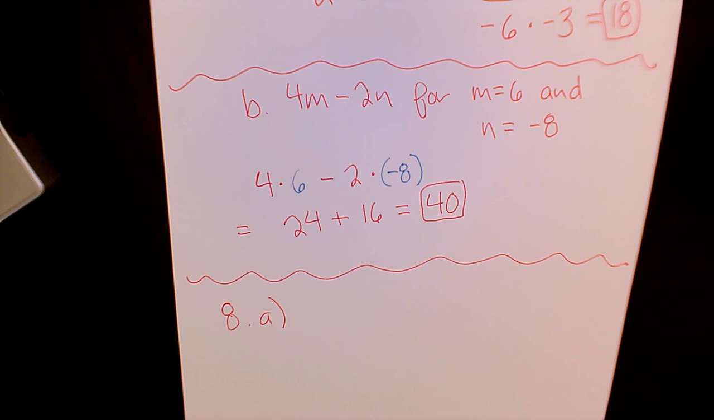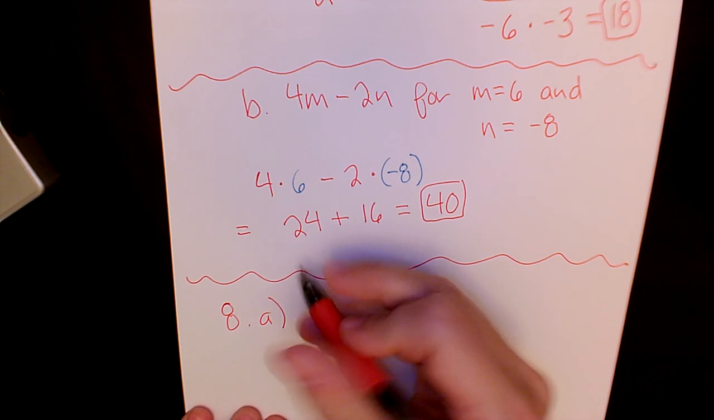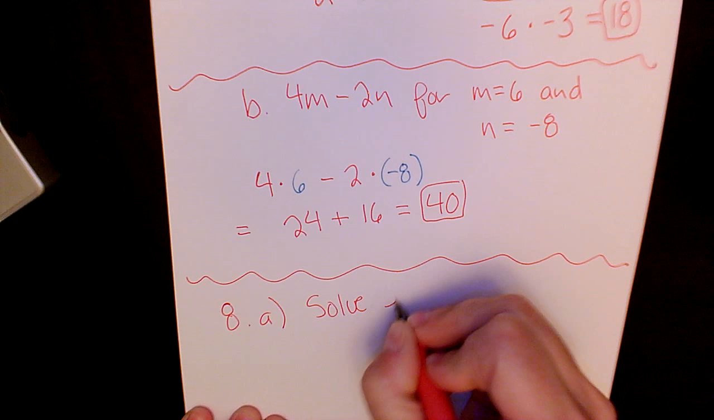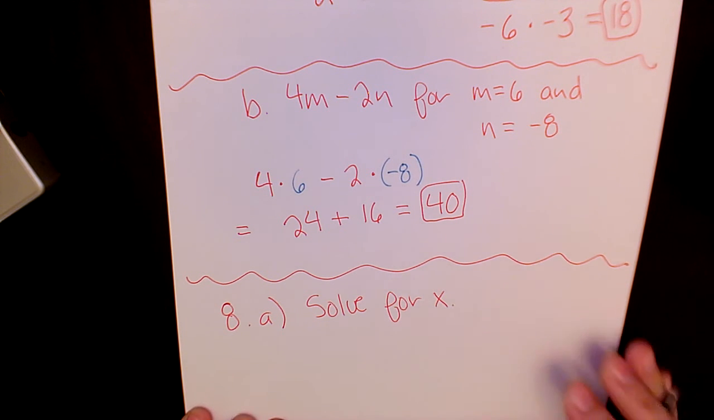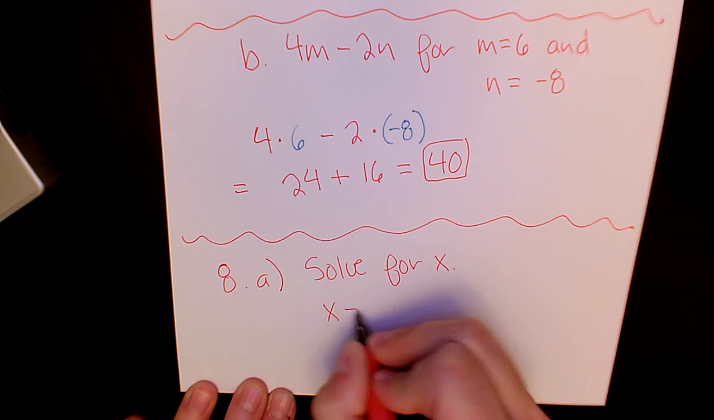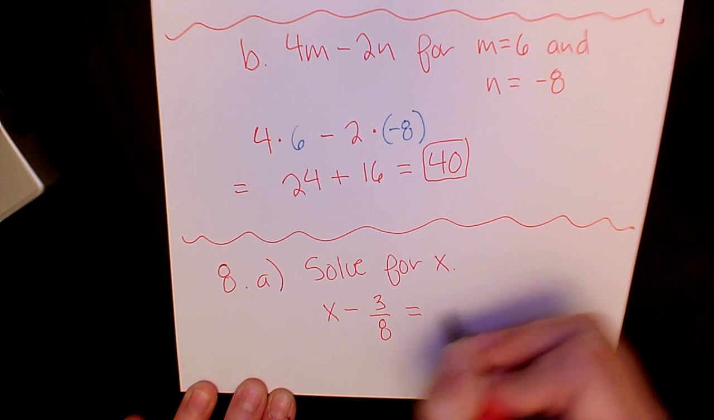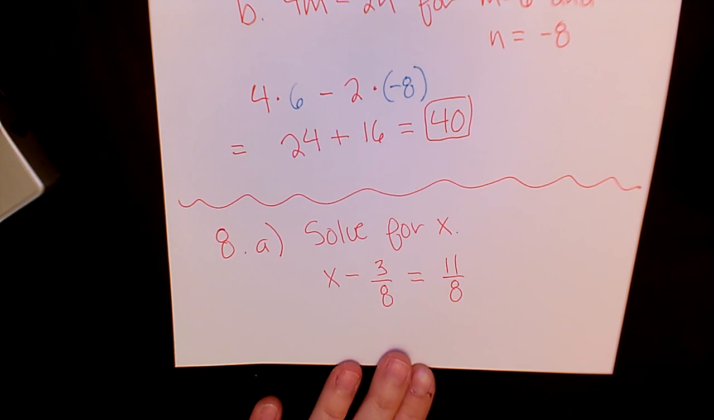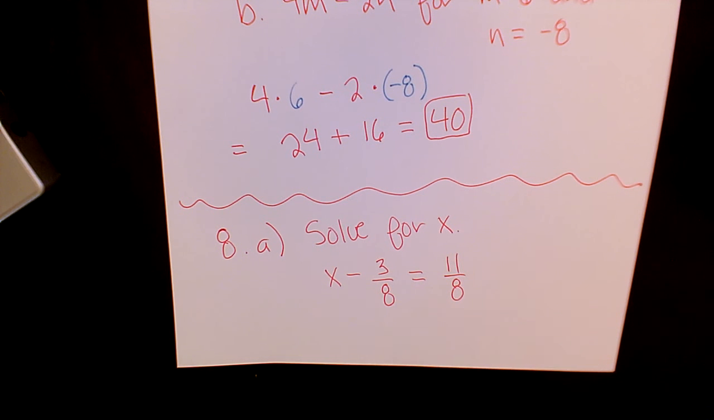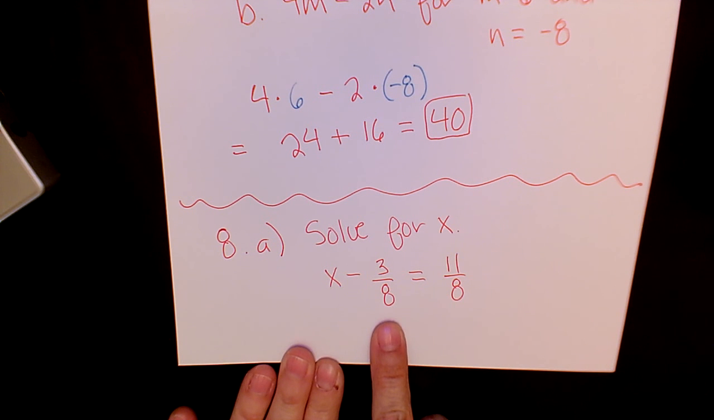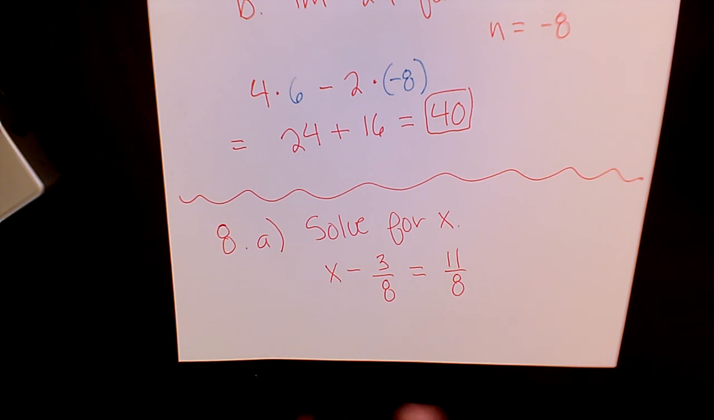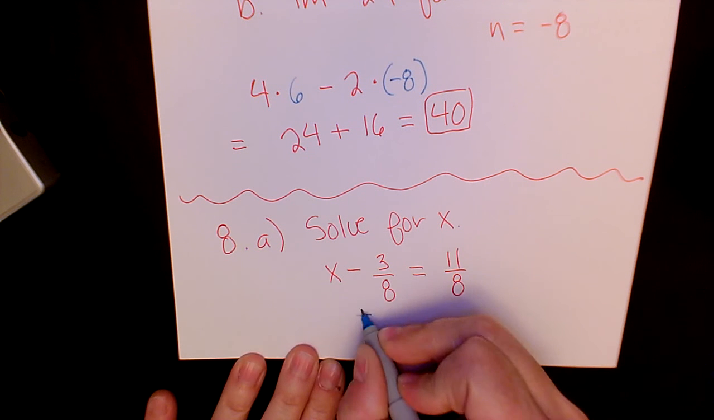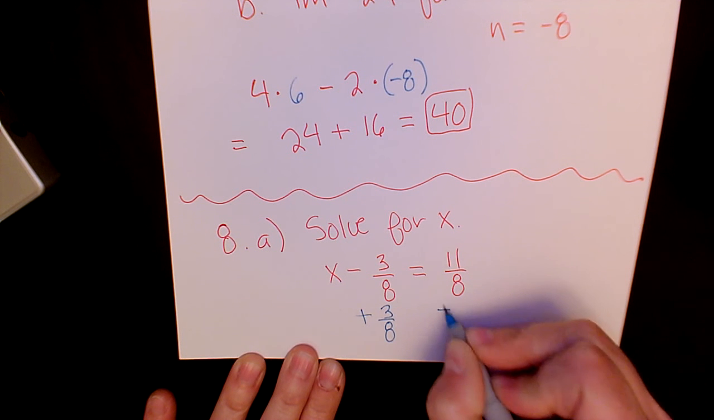Now A, this is from section 4.7, we're going to be solving. So I want to find out what x is. So I've got a minus 3/8. How do I get rid of that? Well, we do the opposite of subtraction, which is addition. So I'm going to add 3/8 to both sides.